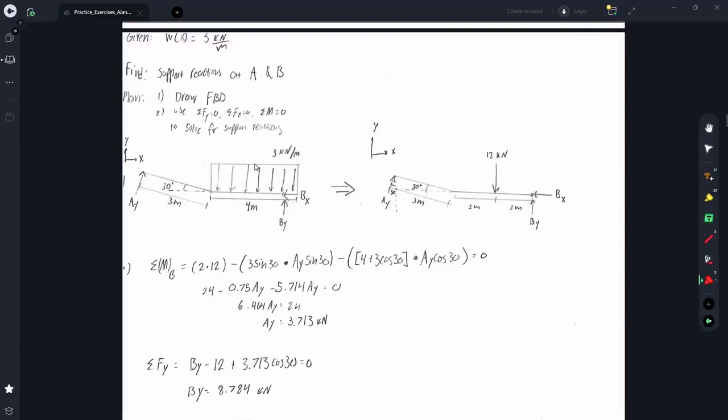So the first thing we want to do is replace this distributed load with just a single force in the y direction. To do that, you just have to multiply the distributed load, which is 3 kilonewtons per meter, times 4 meters. It's kind of like solving for the area inside of this square. So doing that, we get 12 kilonewtons, and it's going to act at the centroid of this shape, which is a rectangle, so exactly in the middle, which is 2 meters apart on this right beam.